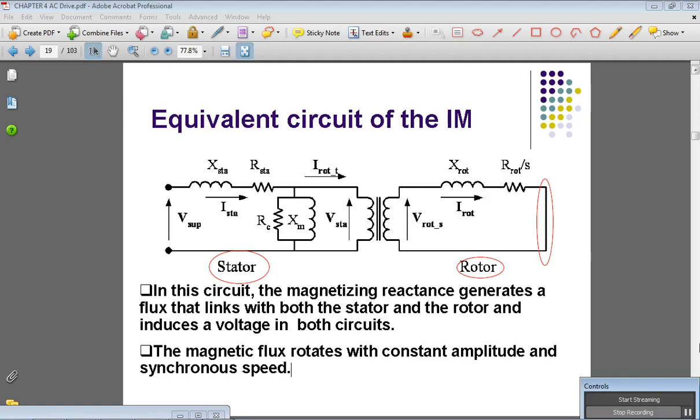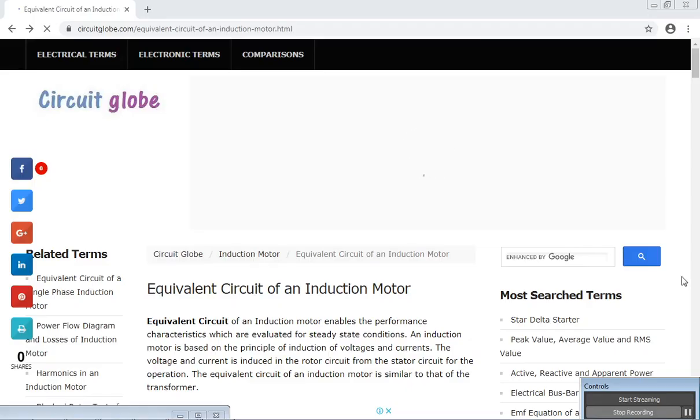Okay, next I will explain how we can combine the rotor circuit on the side of the stator. Similar to the concept of a transformer, you have to transfer the impedance value based on the ratio of turns between the stator winding and the rotor winding. But first we have to understand what the impedance on the rotor side is. So I will refer to this website to see the steps on combining the circuit between the stator and the rotor. I want to focus on the rotor side.